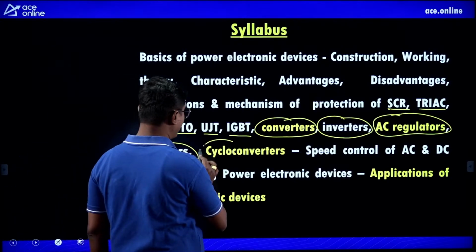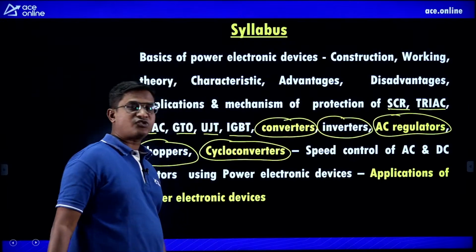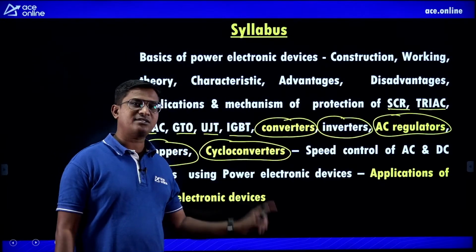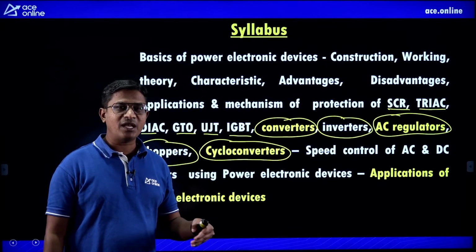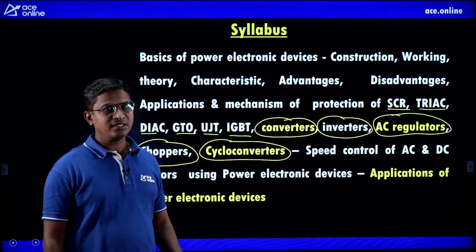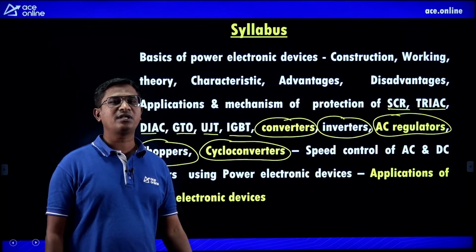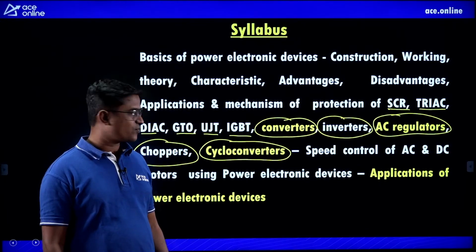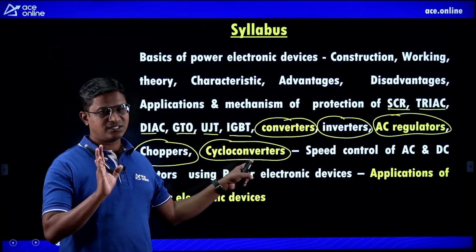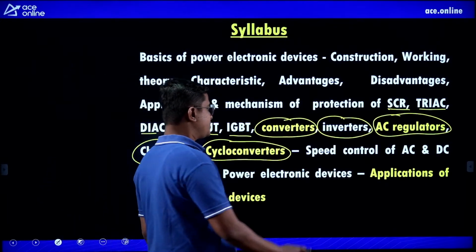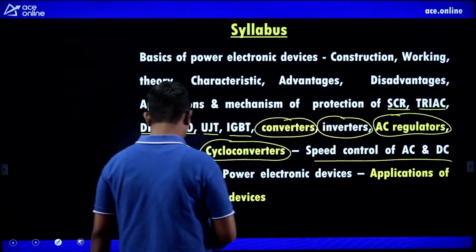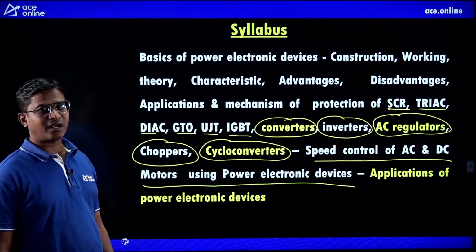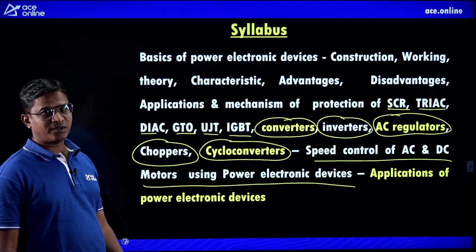Next are the cycloconverters. Cycloconverter is also known as a one stage frequency changer. Specifically, these converters are used to get variable output side frequency. Strictly speaking, a cycloconverter gives output in terms of variable voltage and variable frequency, but in most cases we use it only as a frequency changer. Next, speed control of AC and DC motors using power electronic devices, that is the AC and DC motor drives, and applications of power electronic devices.